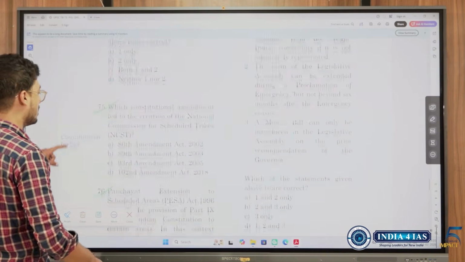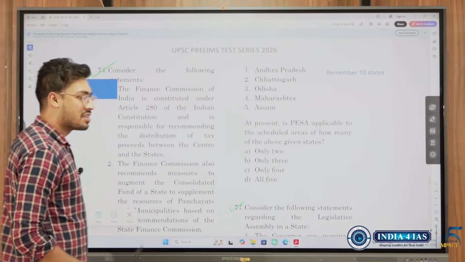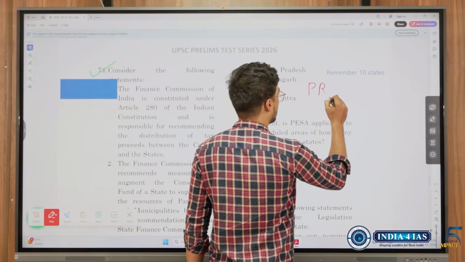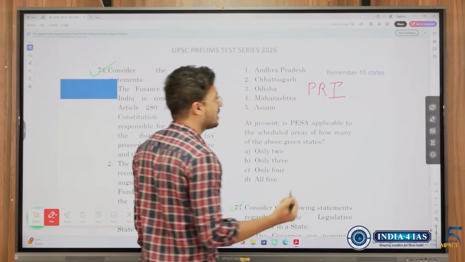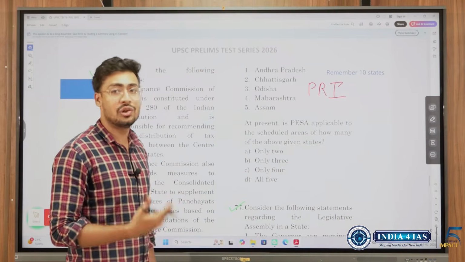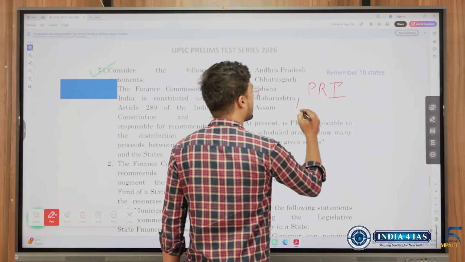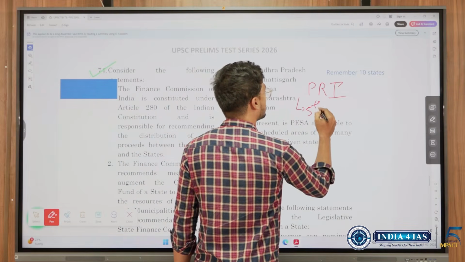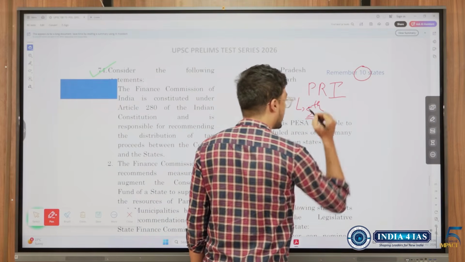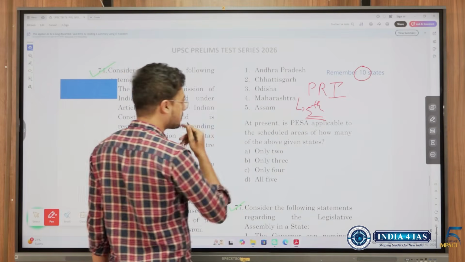Now next is PESA. PESA Act, which are the scheduled areas? See, in the PESA Act, first they set up Panchayat Raj institutions. After that was done, we wanted the Panchayat Raj institutions to be extended to the scheduled areas covered under the 5th Schedule. So it had to be extended to 5th Schedule areas. Which states come under the 5th Schedule areas? There are 10 states and it is important you remember the 10 states. Based on that only this question has been formed.